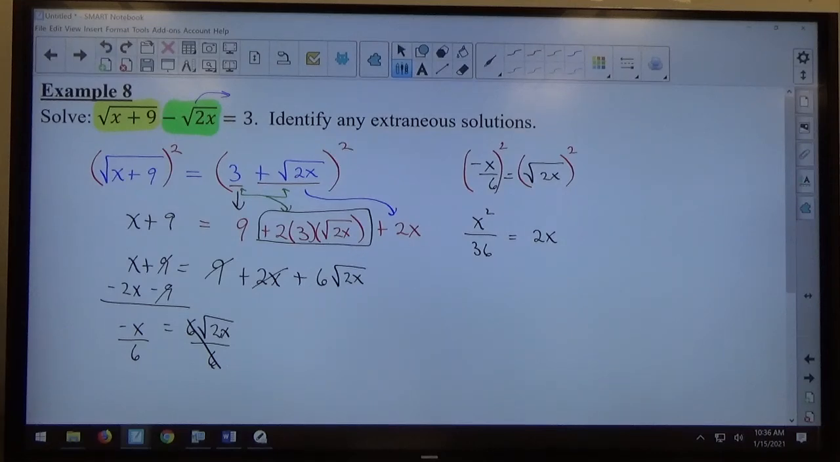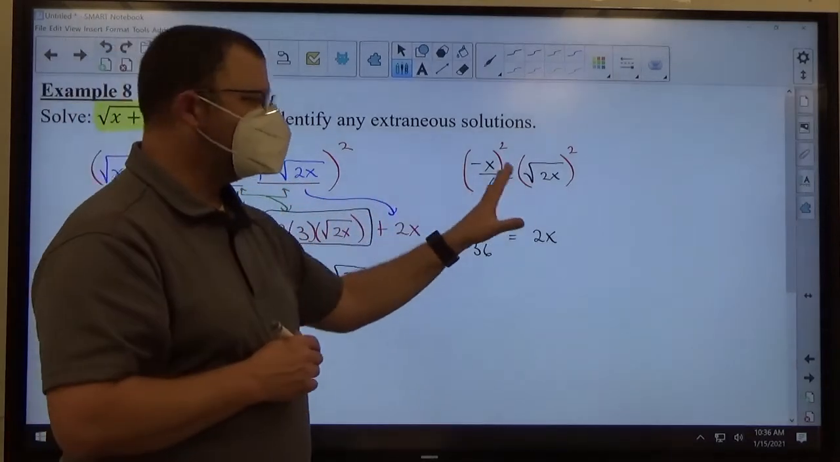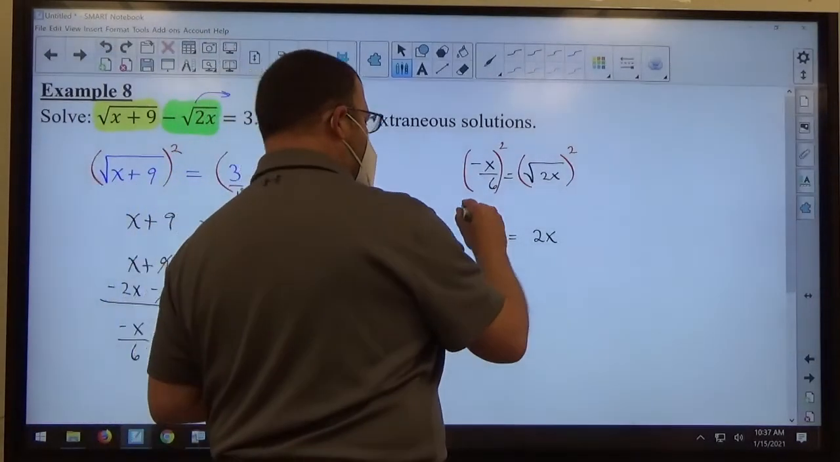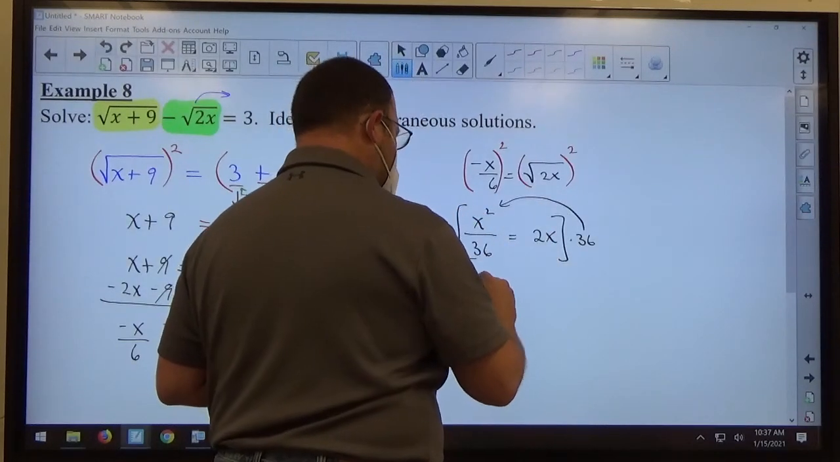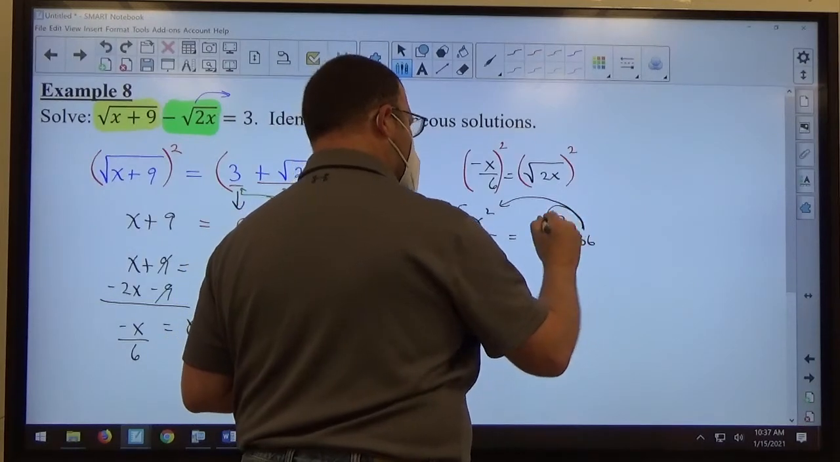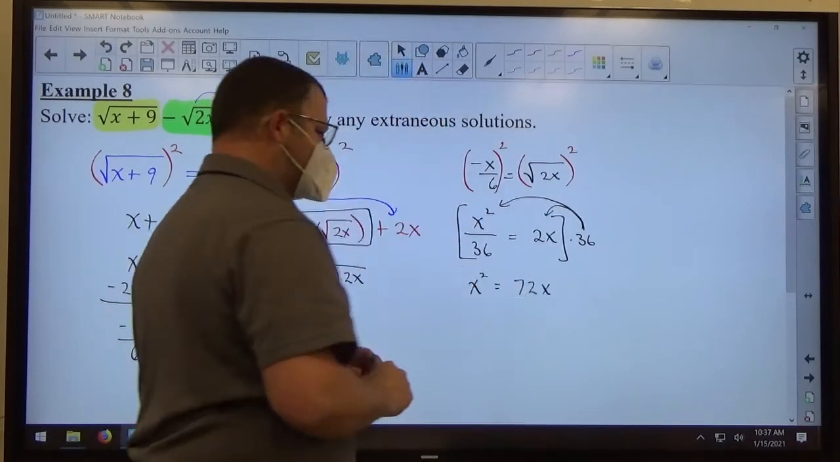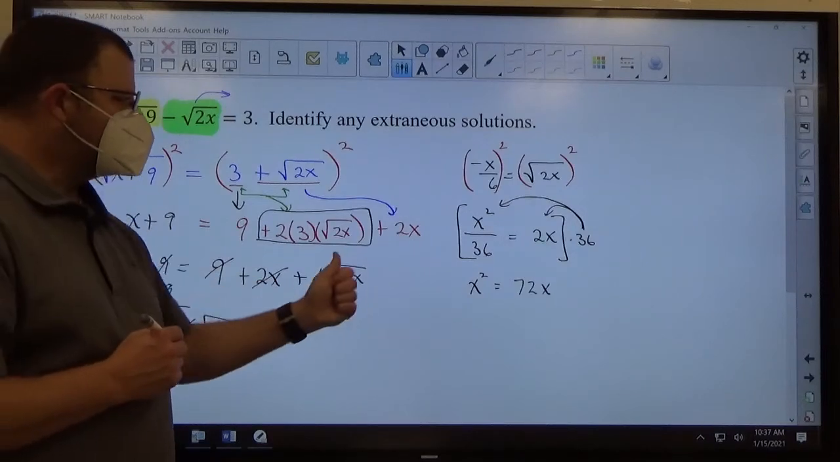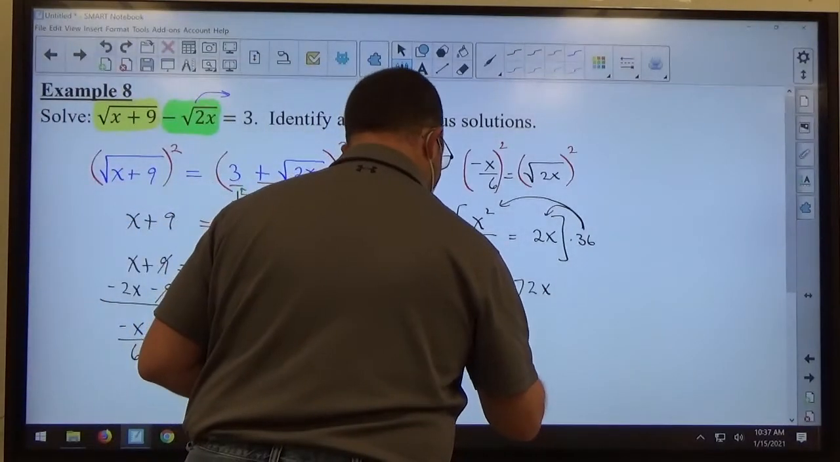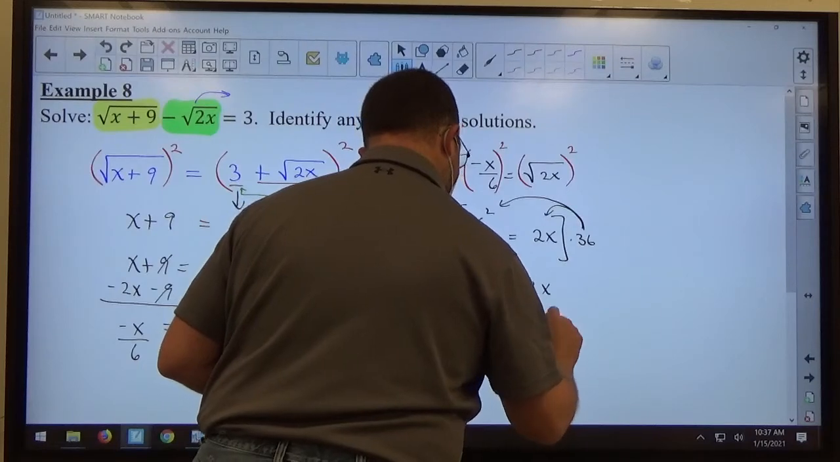For me personally, I prefer not to have fractions in an equation if I can avoid it. It was kind of necessary here because I needed the radical isolated, but now that the radical is gone, I'm looking at solving this equation. I would probably multiply by 36 to get rid of the fraction. 36 times that fraction makes x squared. 36 times 2x makes 72x. So we get x squared is equal to 72x. I'm going to move the 72x to the left, so x squared minus 72x equals 0.